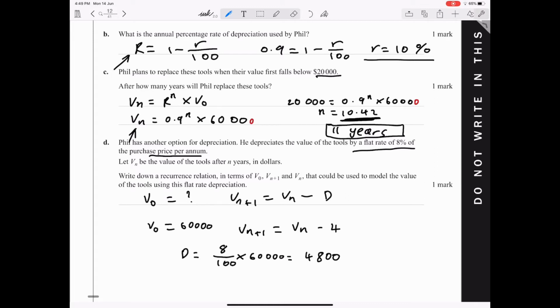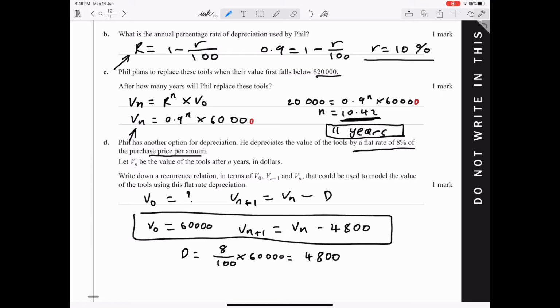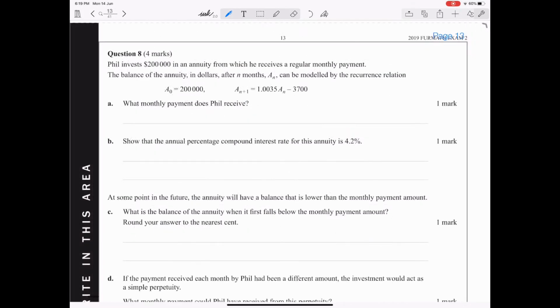So therefore the value of D is 4,800, and that would be your recurrence relation. Question 8. Phil invests $200,000 in an annuity from which he receives a regular monthly payment. The balance of the annuity in dollars after n months, A_n, can be modeled by the recurrence relation. What monthly payment does Phil receive?